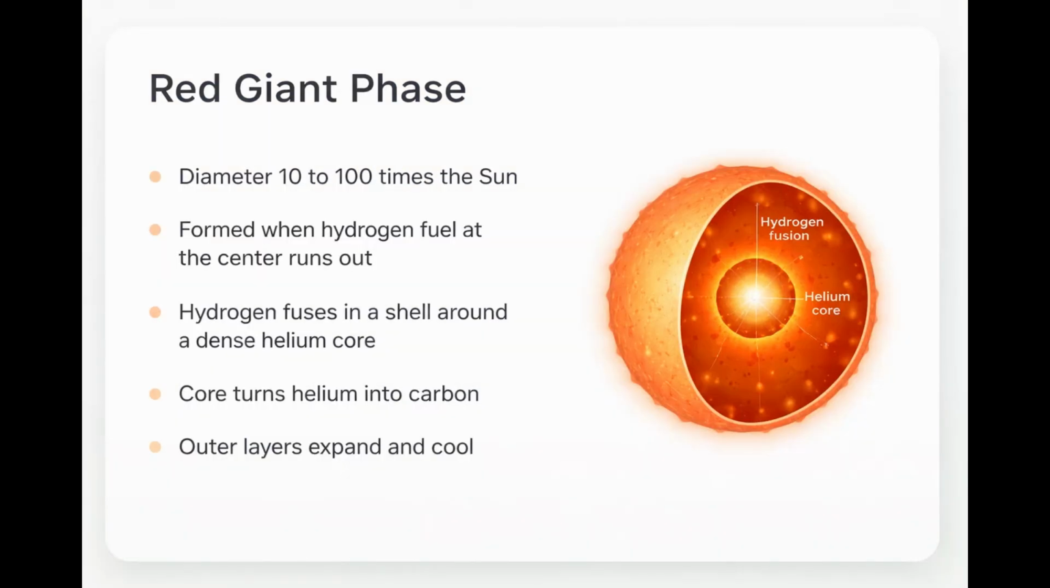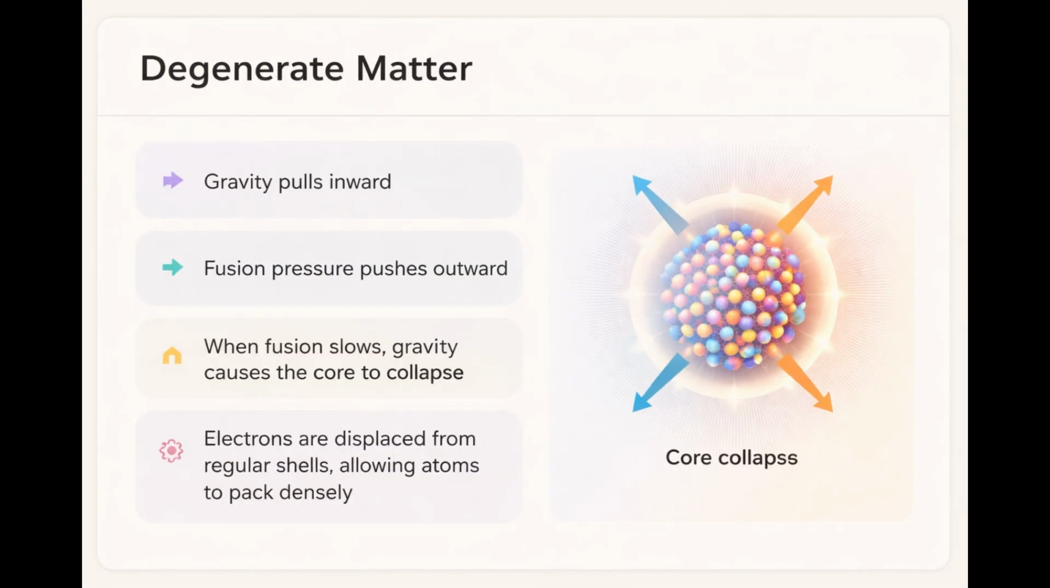As a star like our Sun exhausts the hydrogen fuel in its core, it enters the red giant phase. The core compresses and heats up enough to fuse helium into carbon, while the outer layers expand massively, cooling down in the process. To understand what happens next, we need to look at the delicate balance inside a star. Gravity constantly pulls matter inward, while the energy from fusion pushes outward. When fusion stops, gravity wins, crushing the core into an incredibly dense state known as degenerate matter.